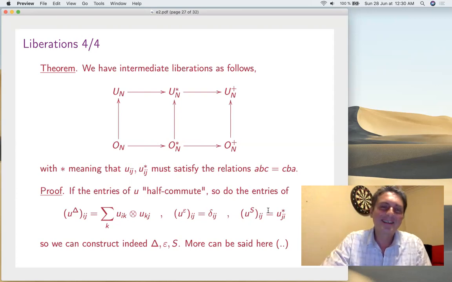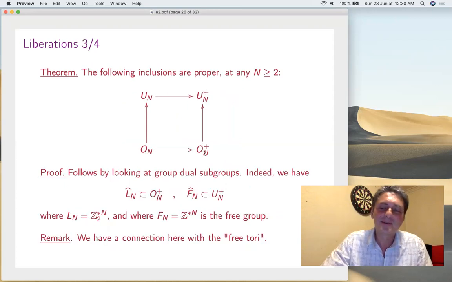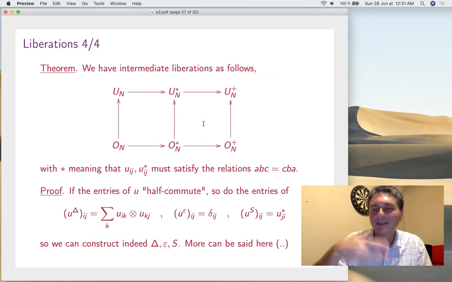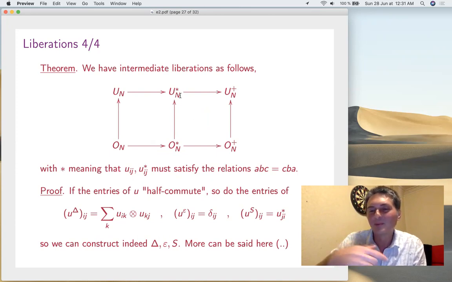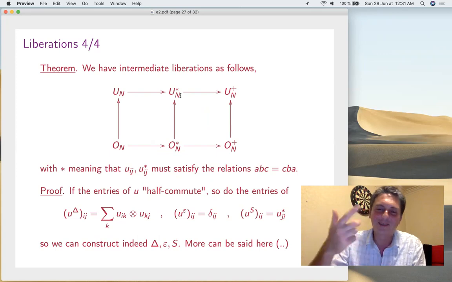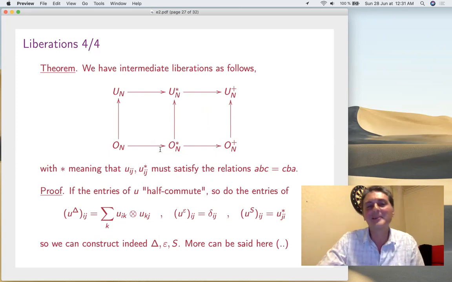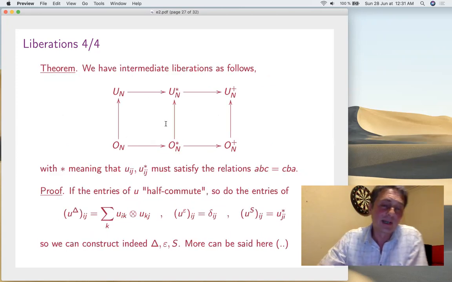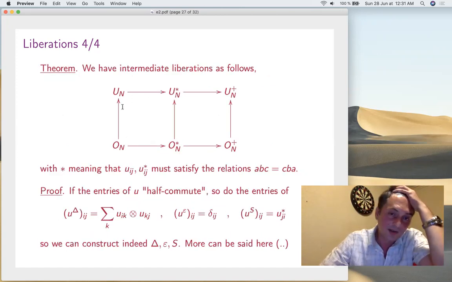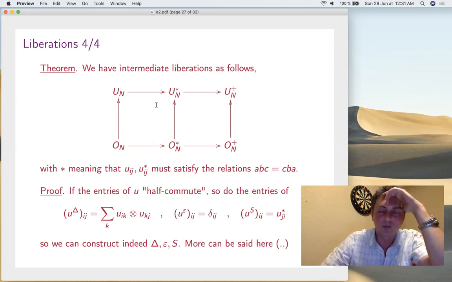Of course, in analogy, for instance, the inclusions are proper. You just look at the group dual subgroups inside, and of course, for these guys, you can do better than classical, but worse than free, at the group level. So there are proper inclusions. That's pretty much it, because so far our theory is just definitions and checking that things are proper. So that's what we have.